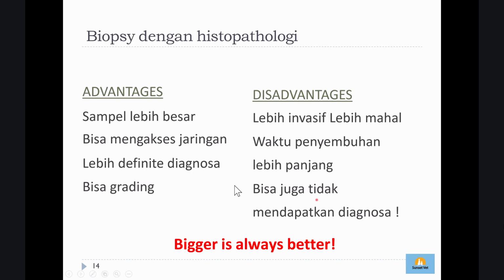Remember, bigger is always better, but there are disadvantages also. It's more invasive because you need to sedate the animal, you need to put in stitches, and it takes time for the healing. Usually if you do only FNA, there is no healing period. But for the biopsy, you have to wait until the wound heals.